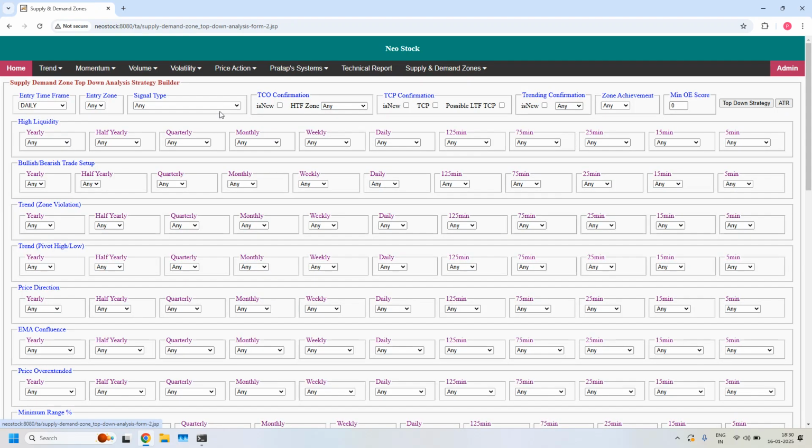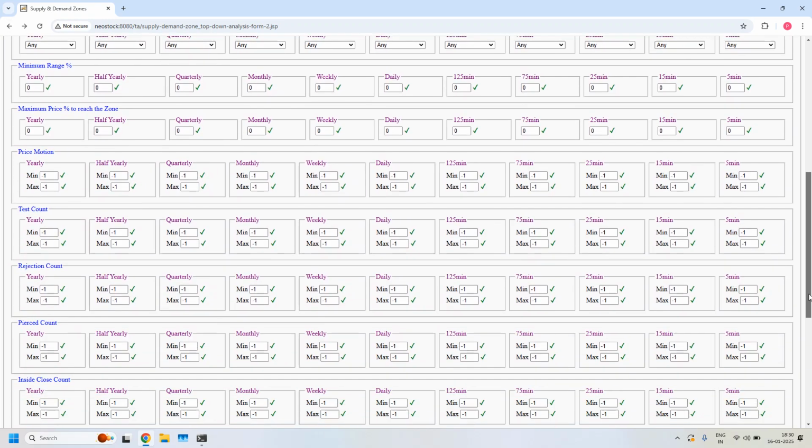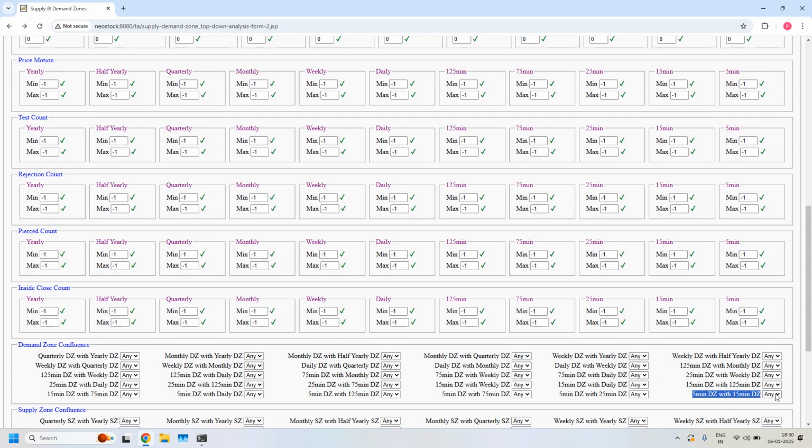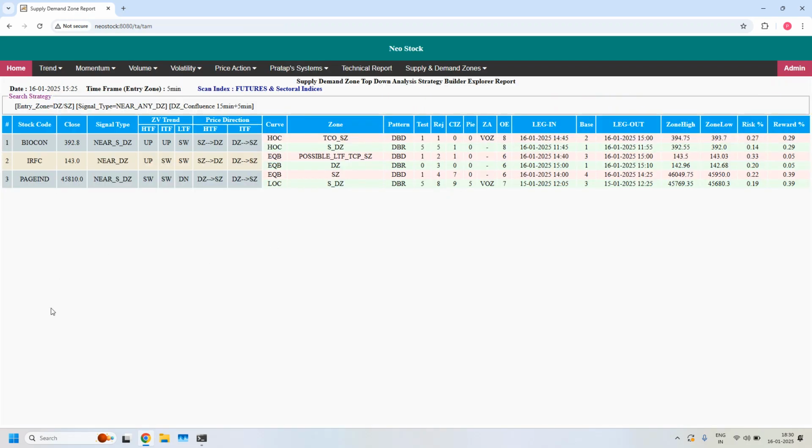Okay, next time frame is 5 minutes. Stocks near 5 minutes demand zone. We got 6 stocks. Let's verify how many of these demand zones are having ITF confluence. That is 5 minutes demand zone with 15 minutes demand zone confluence. I am enabling the filter. So with this filter, list is come down to 3 stocks out of 3. The third one is pierced, so it is not useful. So first 2 stocks, these 5 minutes demand zones are part of the 15 minutes demand zone.